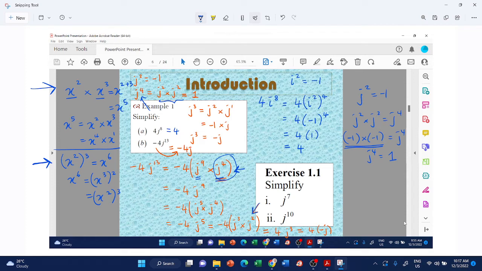So J9, you reduce further. Where do you split it? Let's say 5, 4. Because if there are 2 bases, 5 plus 4 is 9. If there are 2 bases, the index will be 5 plus 4, which is 9. So J4 here can be reduced, simplified further, because J power 4 is 1. So you are left with J5. Then you reduce J5. So finally you get negative 4J.